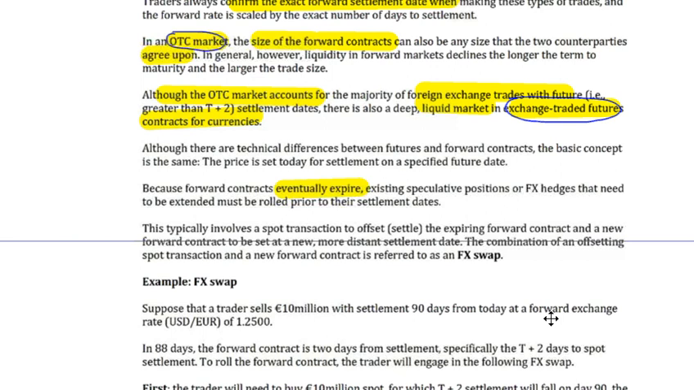Well, what would you do? Well, you could enter into that 90-day contract and then roll it over for another 90 days, in other words, get another one, and roll it over again. So there are ways of doing that. And look, that's what we're saying over here.